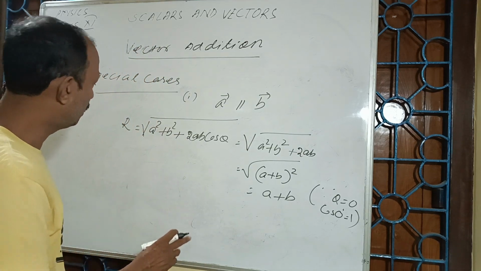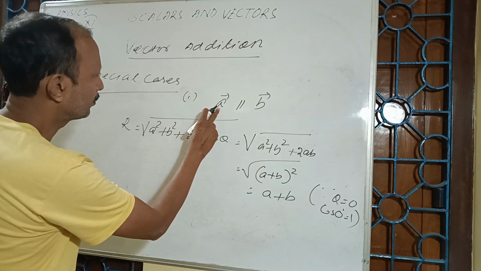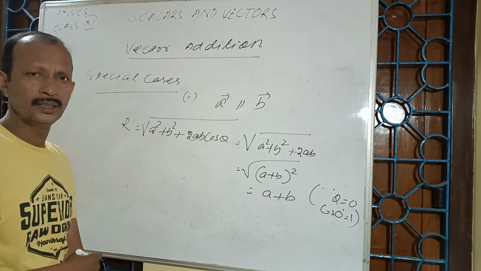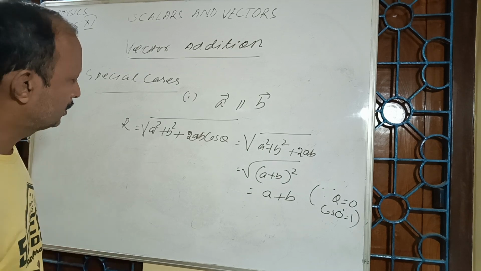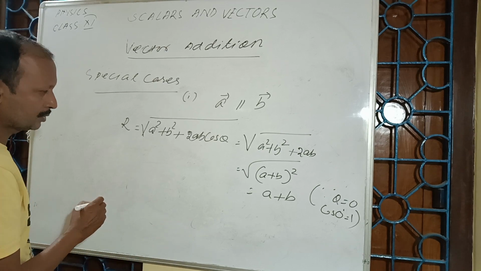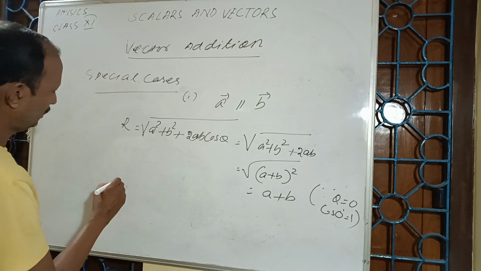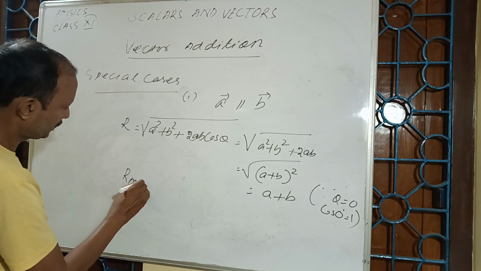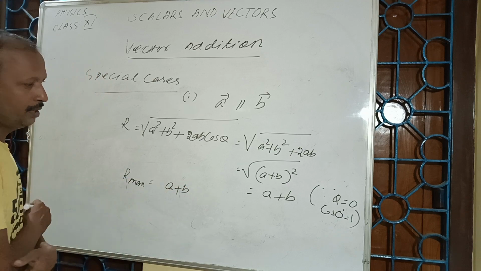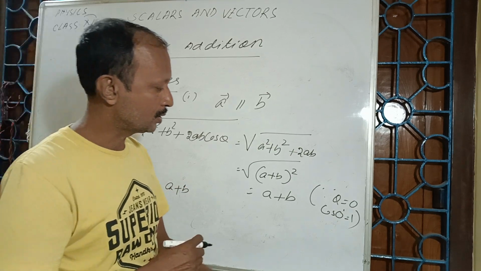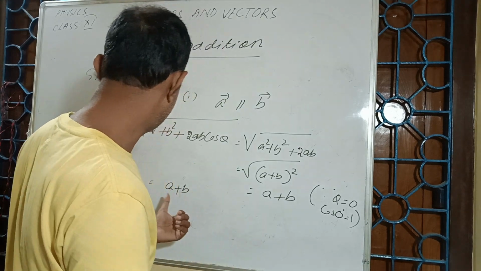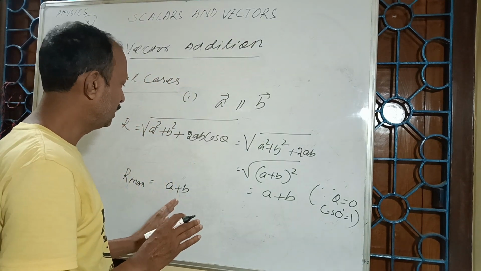So this is about the case where A and B are parallel. In this case, R will be maximum. That means R maximum is equal to A plus B, because cos 0 is 1, the maximum value. So I have written that R maximum is equal to A plus B.